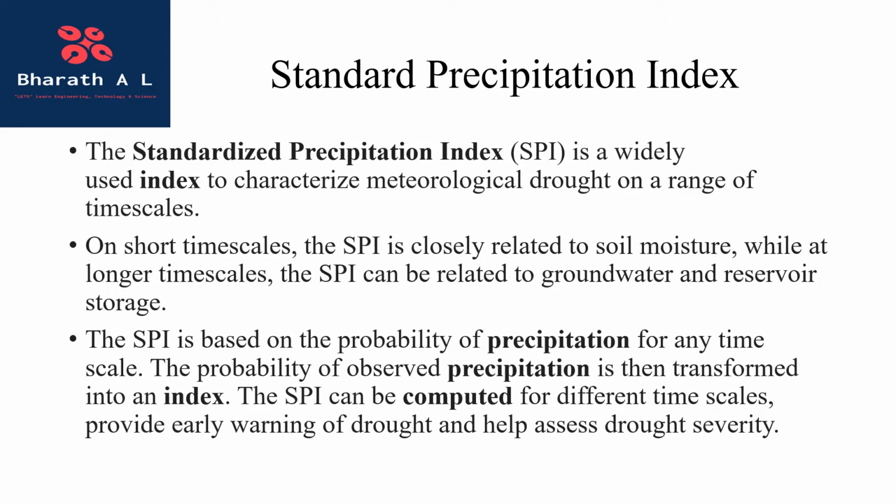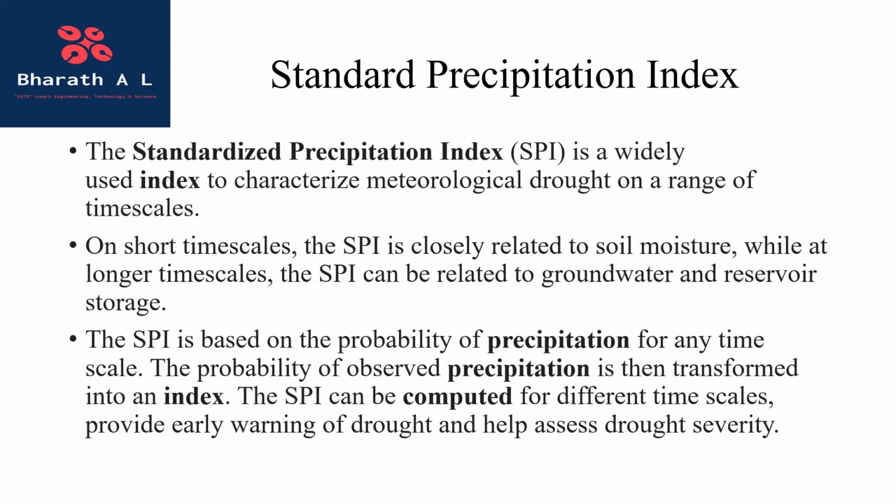When I say time scales, in the PDSI as well as PHDI, we will be using the complete one year. Whereas in this, we'll be using 1 month, 3 months, 6 months, 9 months, as well as 12 months. The second point is that on short time scales, the SPI is closely related to soil moisture, while at longer times, the SPI can be related to groundwater and reservoir storages.